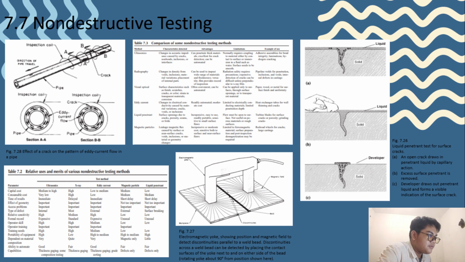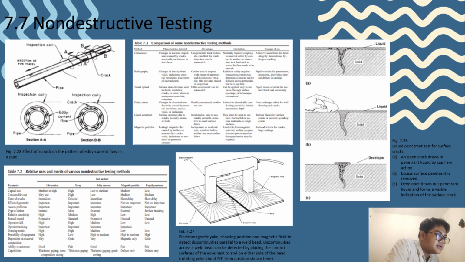Next, we get Figure 7.27, the electromagnetic yoke showing position and magnetic field to detect discontinuities parallel to a welded bed. Discontinuities across a welded bed can be detected by placing the contact surfaces of the yoke next to either side of the bed, rotating it about 90 degrees from the position shown here.